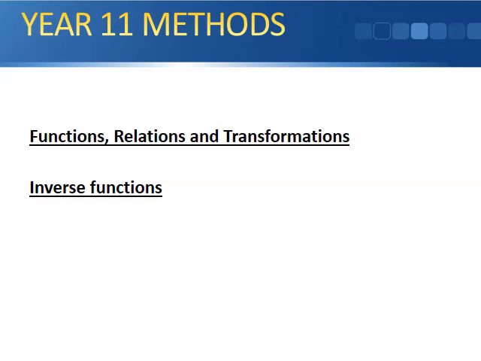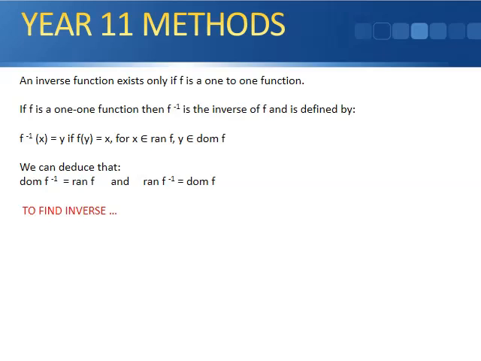Inverse functions. An inverse function exists only if f is a one-to-one function. If it's a one-to-one function, then we write the inverse like this, f to the negative 1. And we define it as f to the negative 1 of x equals y, that's if f of y equals x. X becomes the range of f, and y becomes the domain of f. In other words, the domain of the inverse will equal the range of f, and the range of the inverse will equal the domain of f.